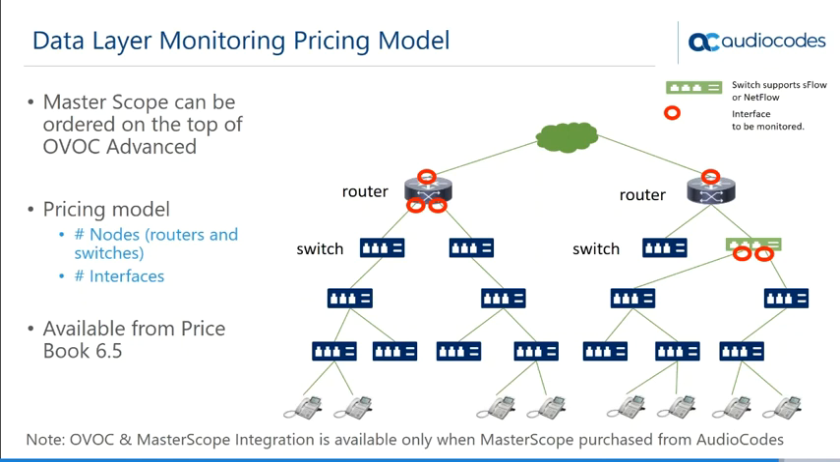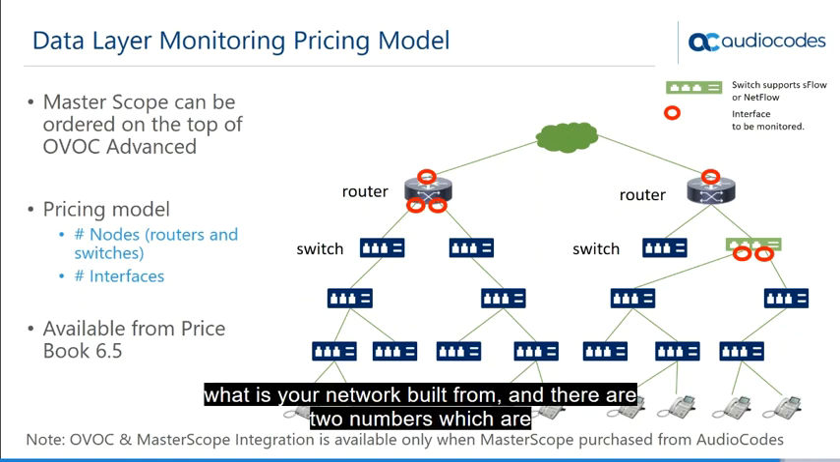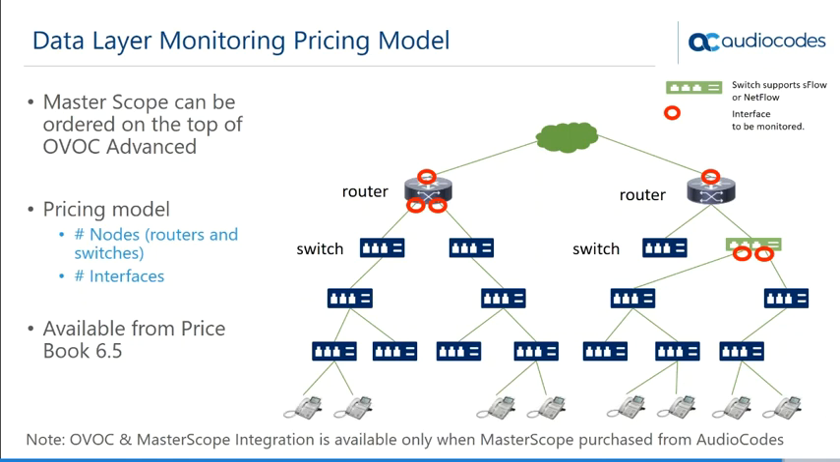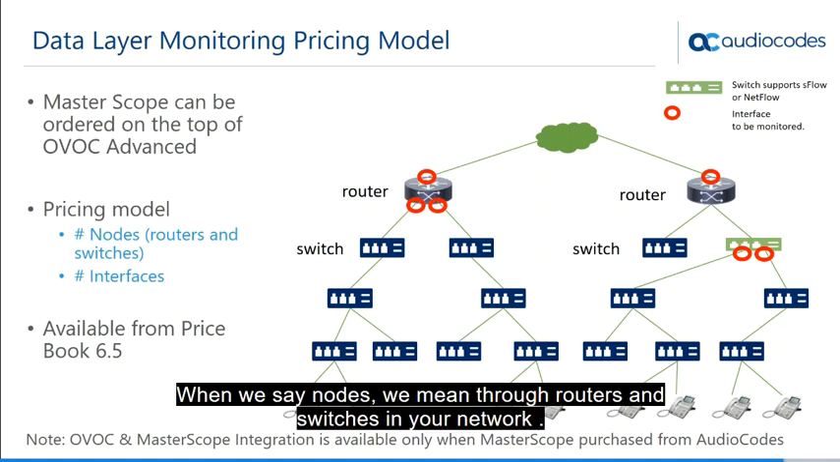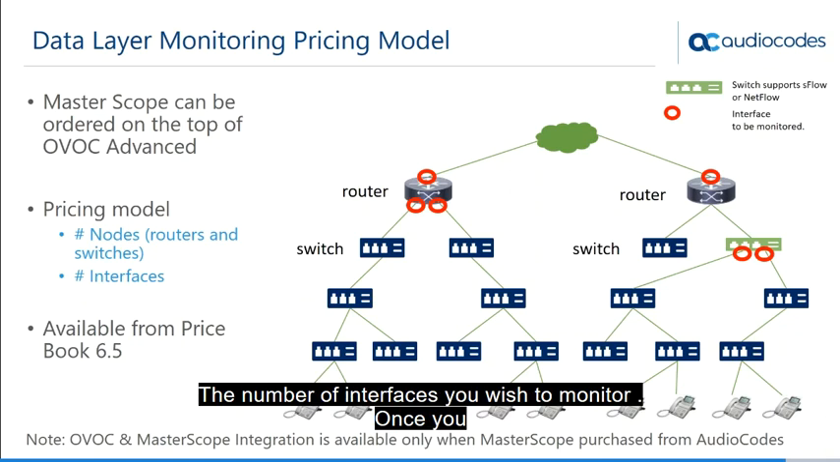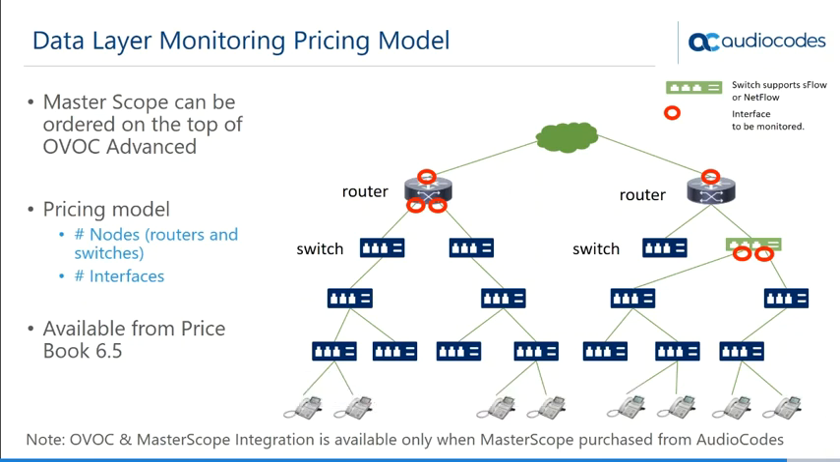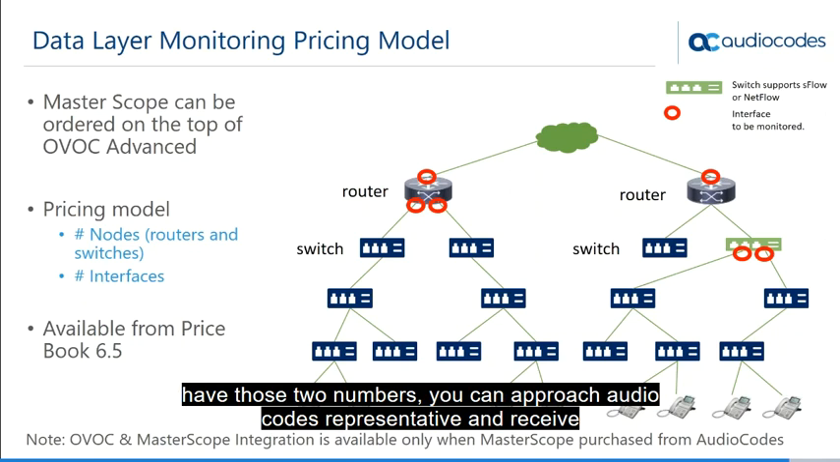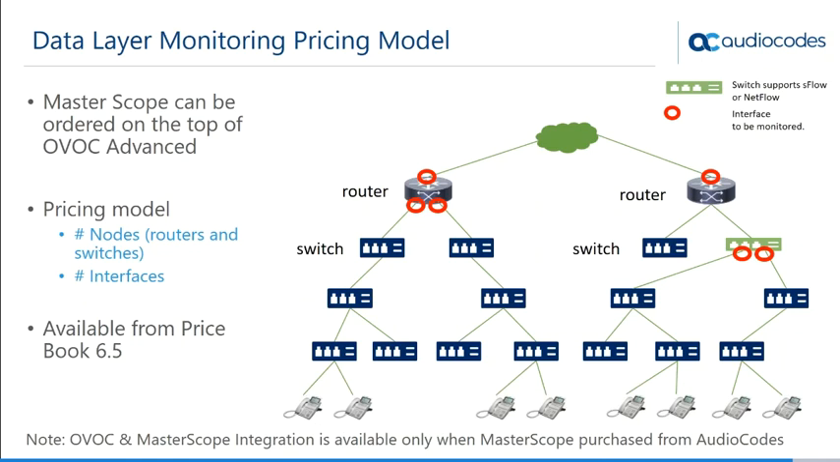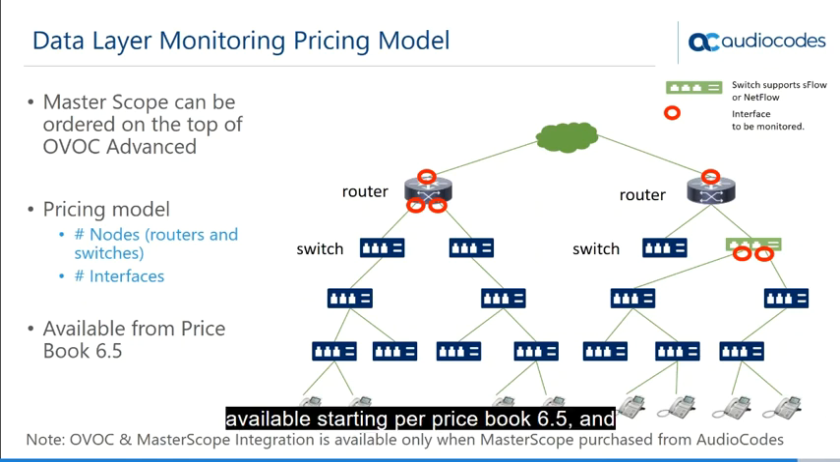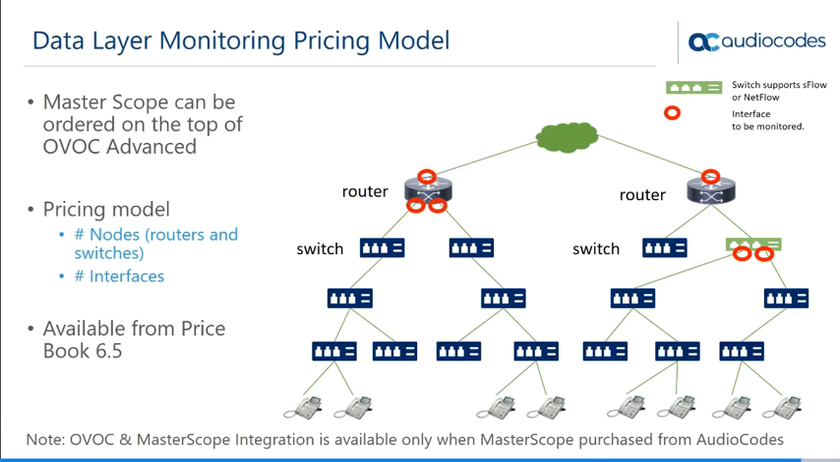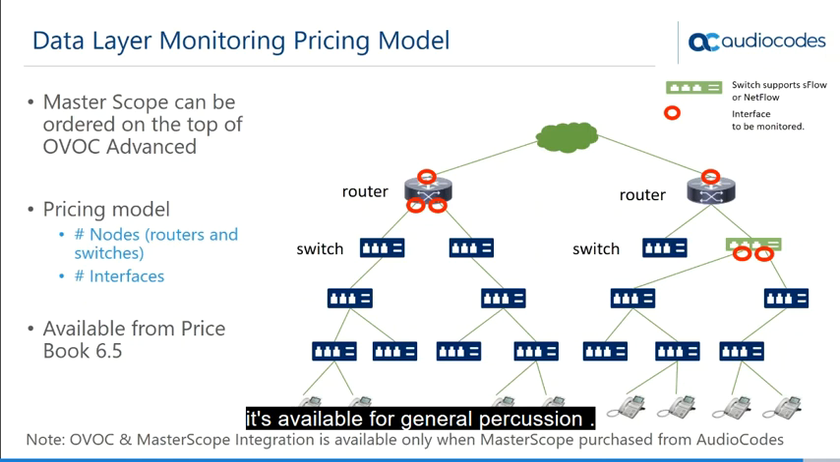Then you should understand what your network is built from. There are two numbers which are counted. It's the number of nodes. When we say nodes, we mean the routers and switches in your network. And the number of interfaces you wish to monitor. Once you have those two numbers, you can approach an AudioCodes representative and receive an offer from us for this combined solution. The combined solution is available starting with price book 6.5, and it's available for general purpose.